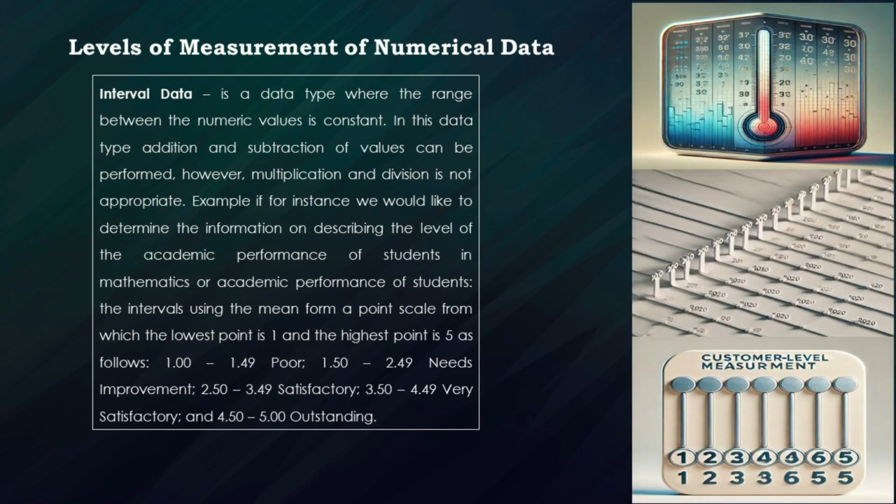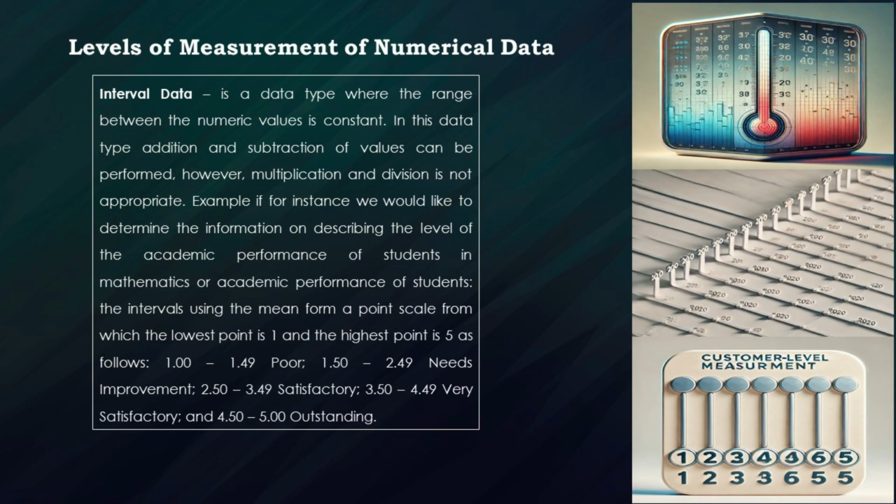Next, we have interval and ratio data. Interval data is where the difference between values is meaningful, but there's no true zero. For example, temperature in Celsius. 0 degrees doesn't mean there's no temperature, it's just a point on the scale. Another example is temperature in Celsius: 10 degrees Celsius, 20 degrees Celsius, 30 degrees Celsius.